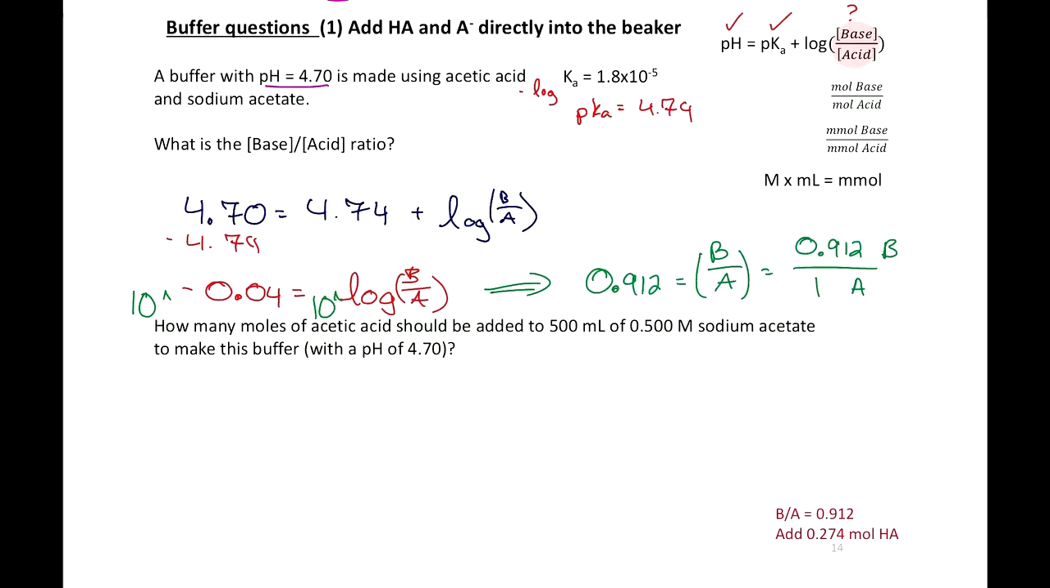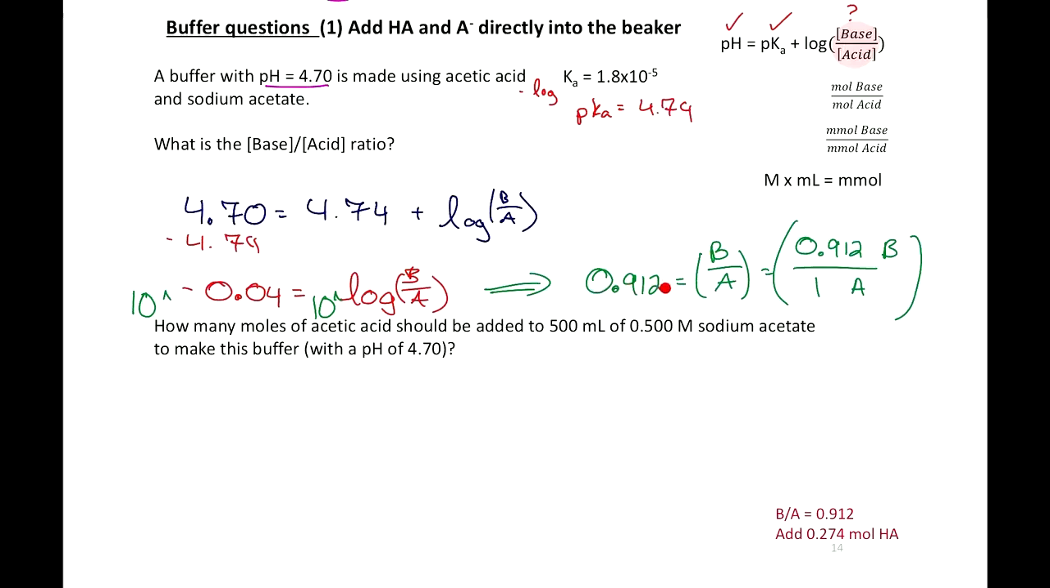And so we were right, there's a little bit more acid versus the base that's present. So that's what that ratio means, right? For every 1 acid, there's 0.9 units of that base. Okay, so we got the base to acid ratio, so how can we use this? Let's see, how many moles of acetic acid should be added to some amount of sodium acetate to make this buffer? So this is just dimensional analysis.